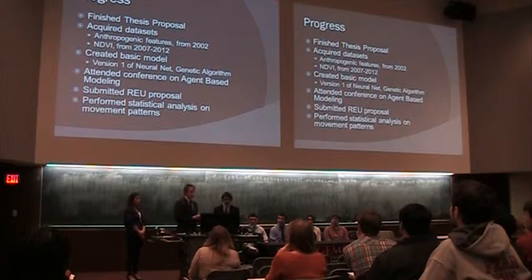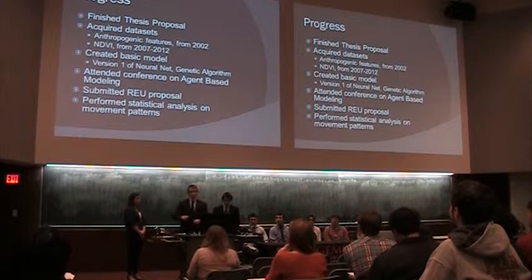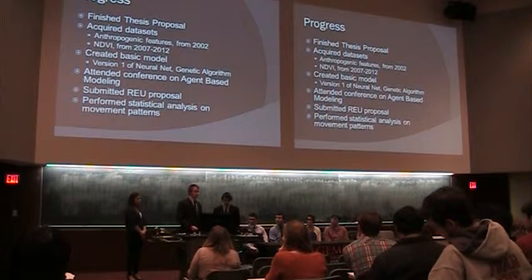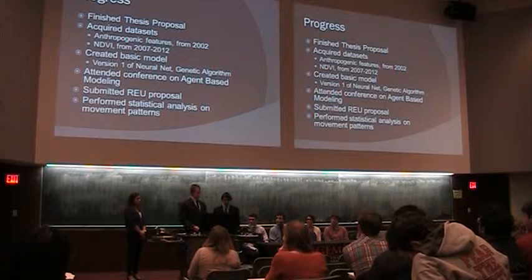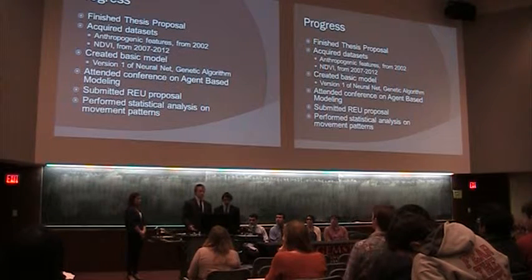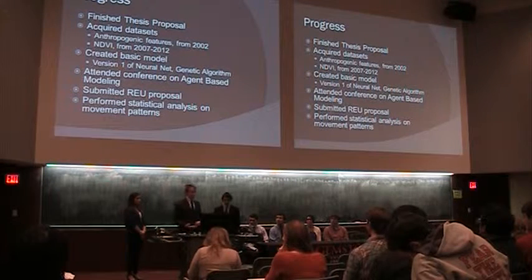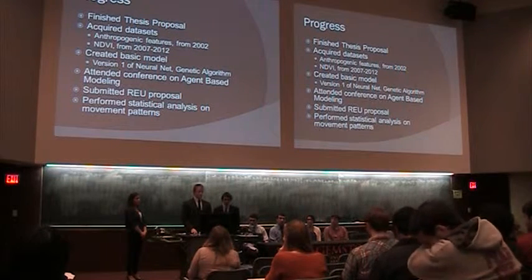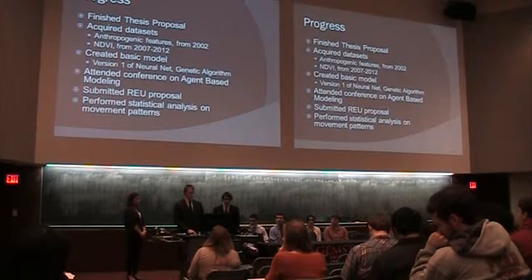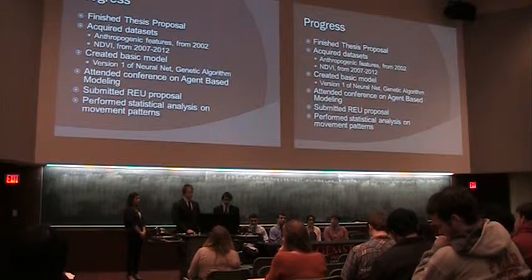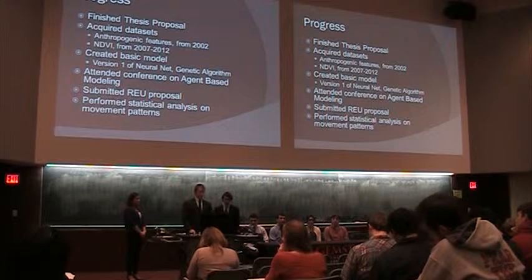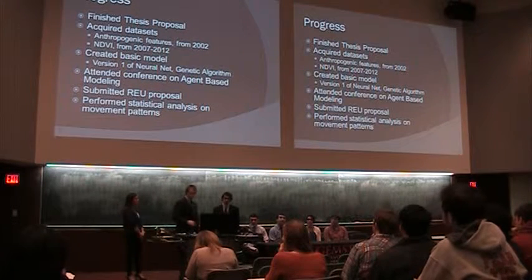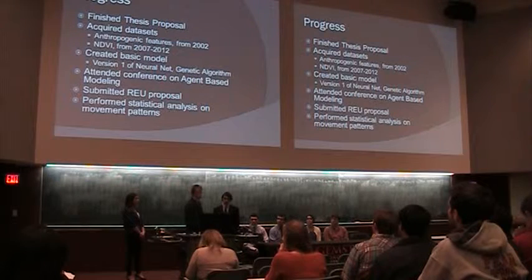So, progress so far: we finished a thesis proposal last semester, which is good. We acquired data sets on anthropogenic features from 2002, which is slightly outdated, but probably hasn't changed too much in rural Mongolia. We'll show you these in a moment. We have NDVI data from 2007 to 2012, which isn't fully up to present, but that's the range that our data is in anyways, so this works great for us. We have version 1 of our model done, with a basic neural network and genetic algorithm running on that. We went to a conference in Florida over the summer about agent-based modeling, which was a really good experience for us. We talked to some leading experts in the field. We submitted an RU proposal, and we have performed some basic statistical analysis on the movement patterns that we have so far. We'll show you some graphs in a moment.